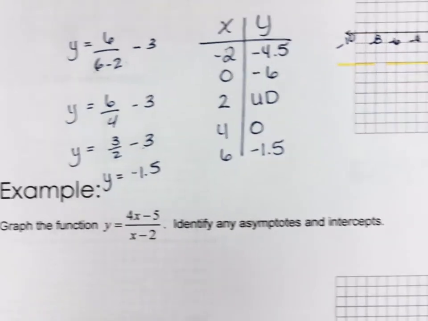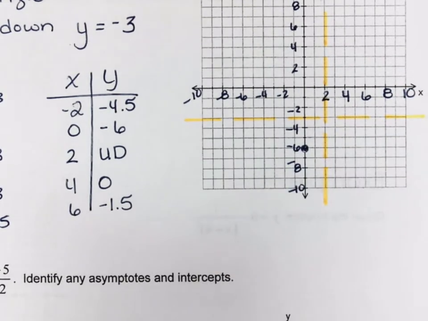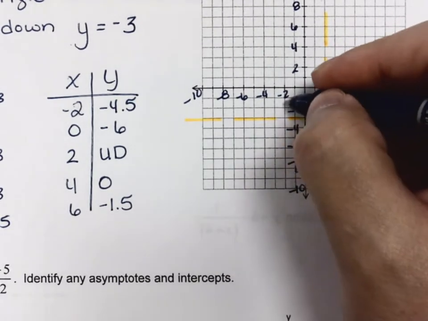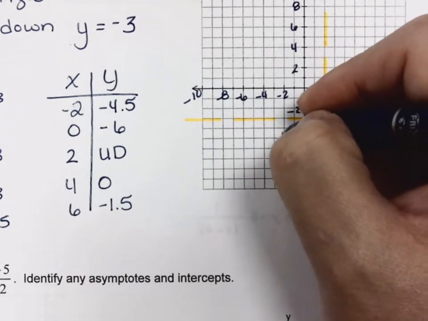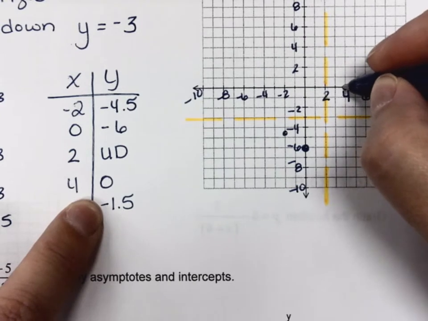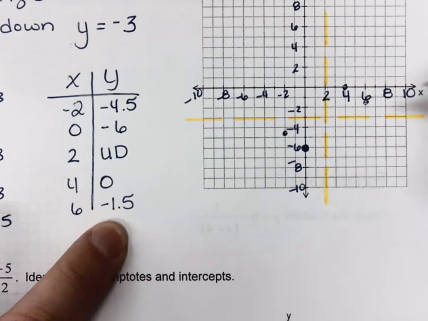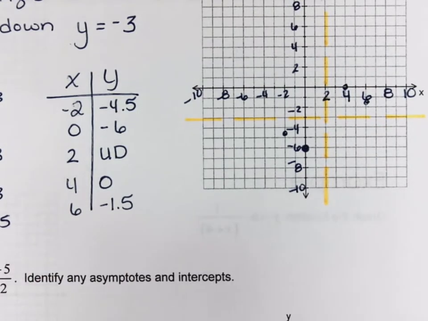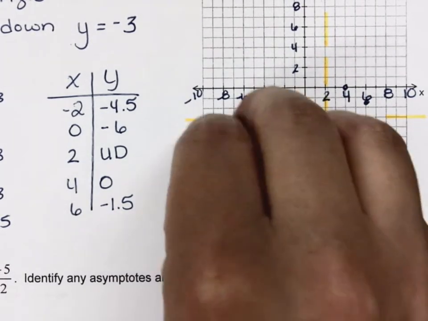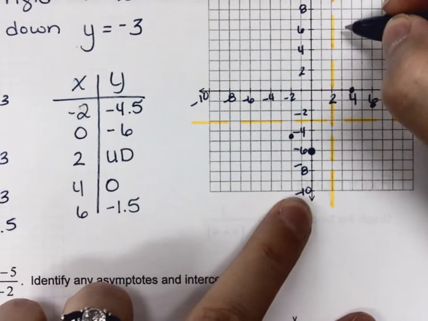Okay, so let's graph them. Negative 2 is 4.5, so like right there. And 4 is 0. And 6 is negative 1.5. And what you should see is that you should never have a negative stacked on top of a positive. They should be on different sides of the asymptote. Okay, now you're going to connect the dots.